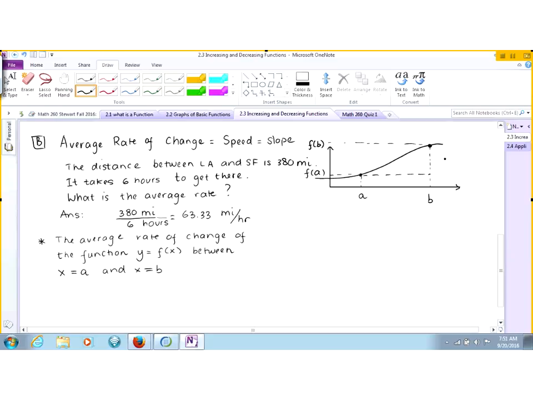So the average rate of change is the slope, which is, what is the slope of this function? Rise over run, what is your rise? So this is your rise here, which is what? Yes, so this is f of b minus f of a, and your run is b minus a. So this is the change in y divided by change in x, which is f of b minus f of a divided by b minus a.